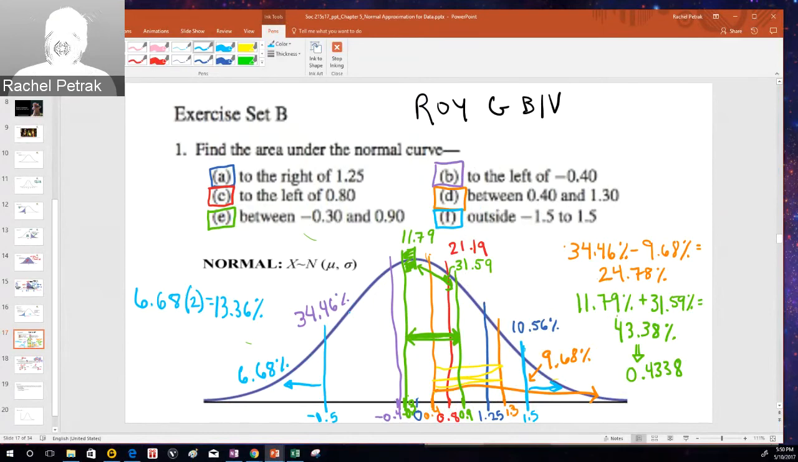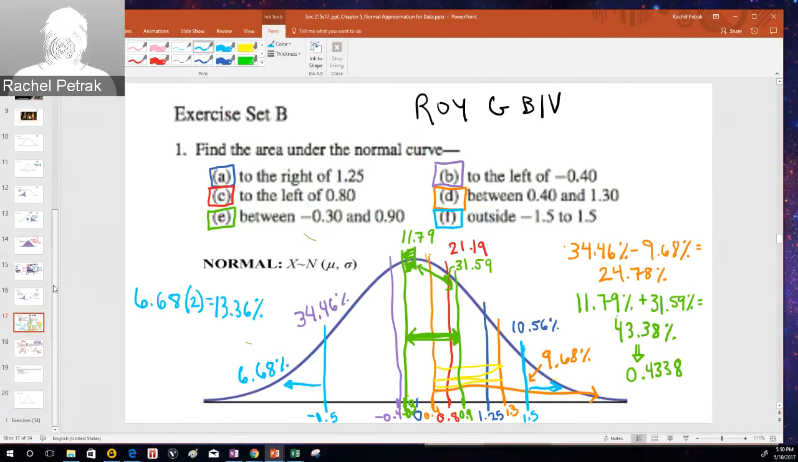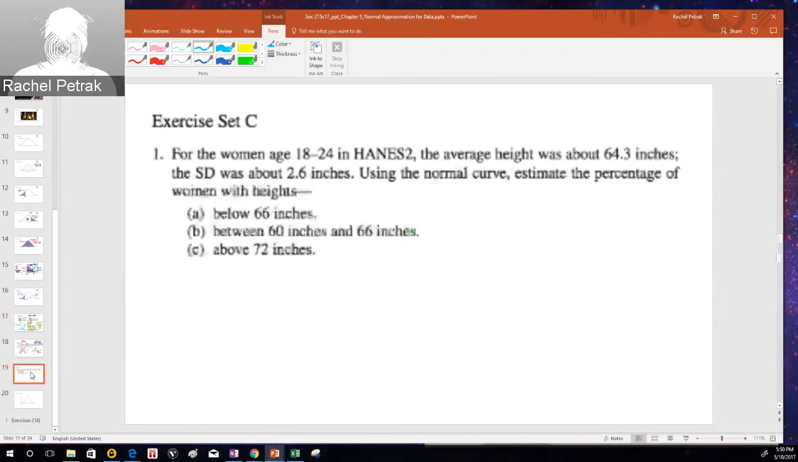Phew. So now we know how to find all these different proportions and areas under the normal curve, and we're going to need to know this for lots of topics in the future, and we'll work on some applications right now.